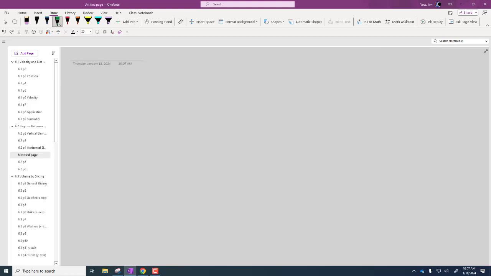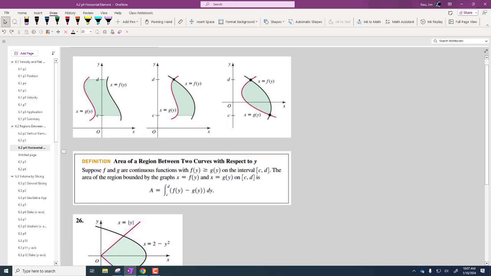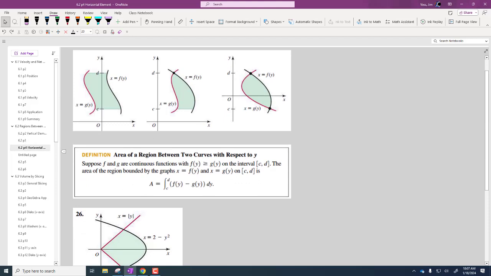So these regions here are horizontally simple, because when you draw your representative horizontal element, they have the same left curve no matter where you draw it. If you drew it there or you drew it there, the same left curve, same right curve. So it's horizontally simple. That is not vertically simple.